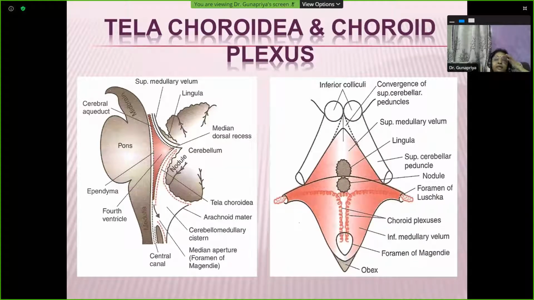So now this fourth ventricle is supposed to contain CSF, and CSF has to be constantly replaced. It has to be synthesized, circulate, be reabsorbed, synthesized, circulate, reabsorbed. It goes on. It's a vicious cycle. It keeps going on. So how is it possible? The cavities of all these brain ventricles are lined by a double layered fold of pia mater known as tela choroidea. So tela choroidea you can make out here.